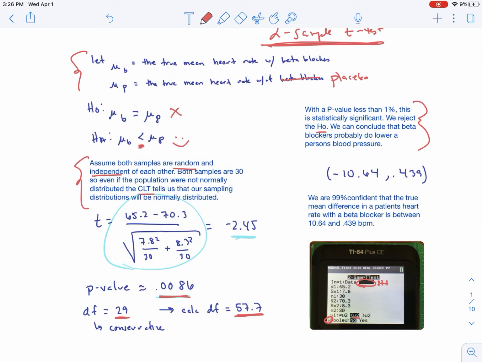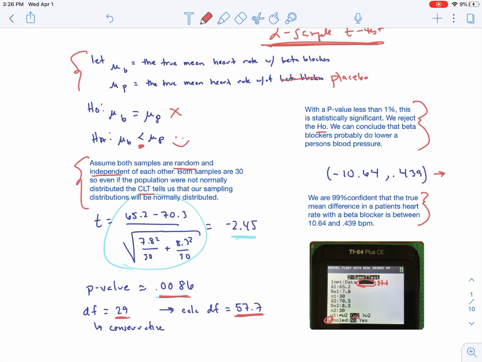We can conclude that beta blockers probably do lower a person's blood pressure. Or this is evidence to say that beta blockers do lower a person's blood pressure. I can also look at the confidence interval. We are 99%, and this is my confidence interval.